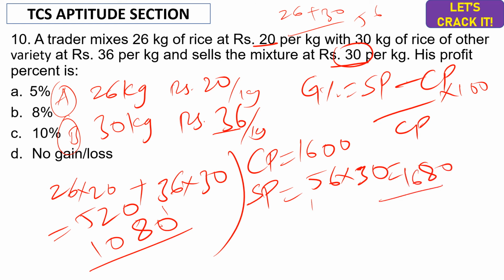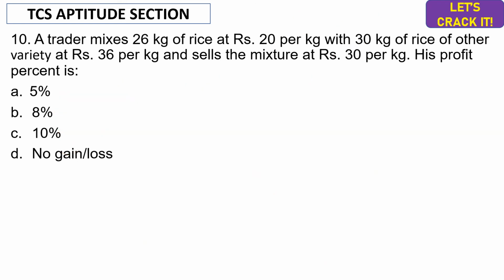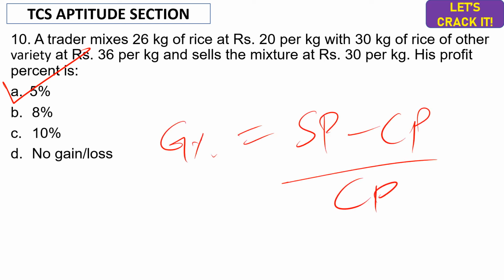So guys, now we got the final answer, like CP we got, SP we got. We just need to find the profit percentage. So 1680 minus 1600, I get 80, divided by original cost price 1600, into 100. 5% is the final answer, guys. Option A is the correct answer. Simply the formula, gain percent is equal to (SP minus CP) by CP into 100, I used.